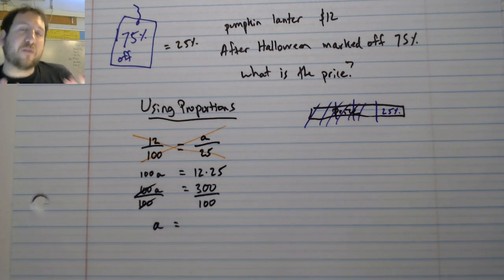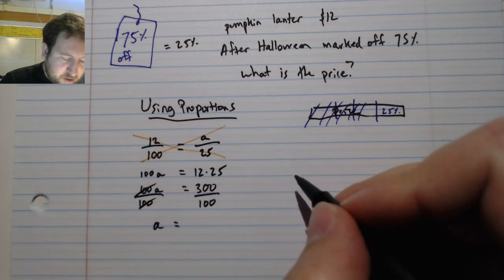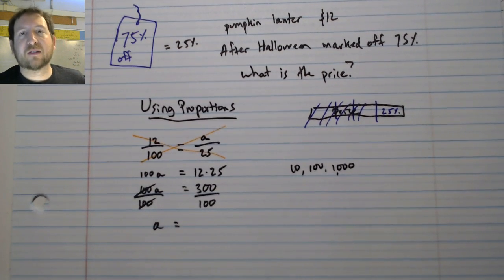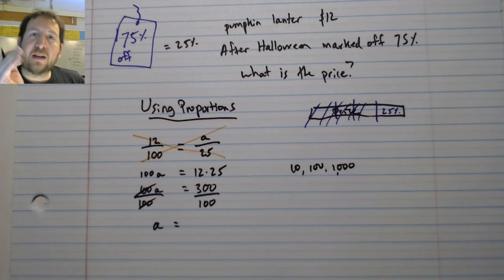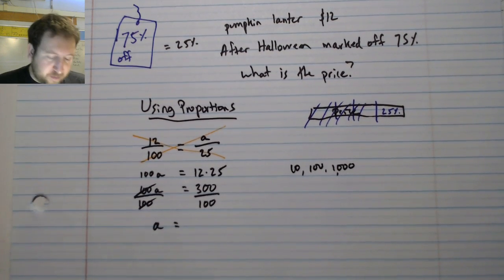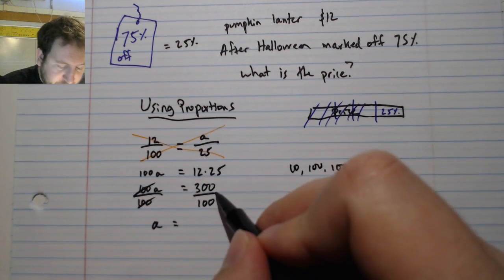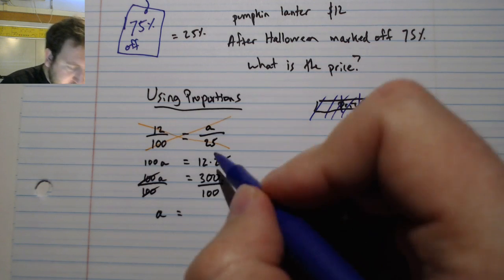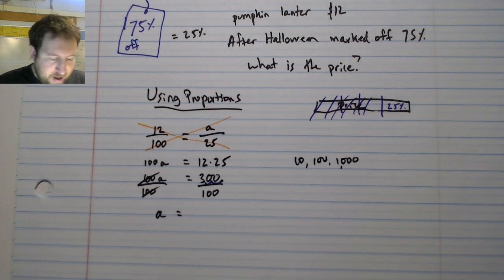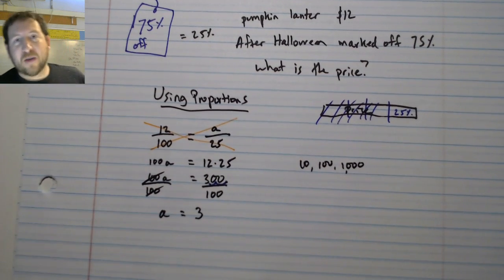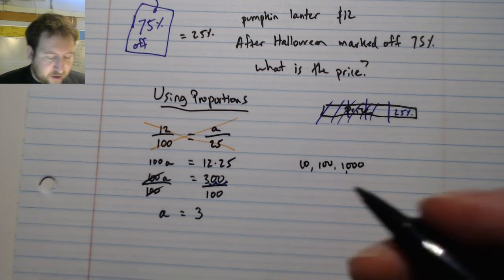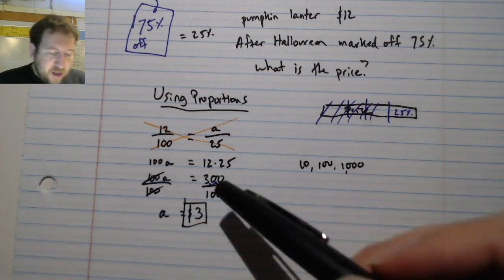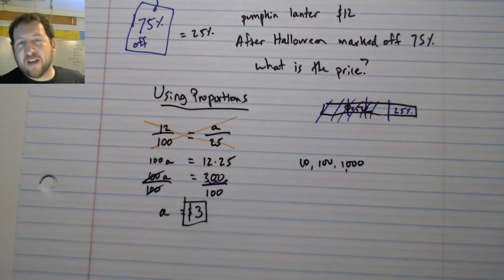Now remember that whenever we're dividing by a power of 10, so 10, 100, 1,000, any of those things, there's that easy trick to divide. All I need to do is count the zeros and move the decimal point over. So if I'm dividing 300 by 100, I'm going to take my decimal point, which remember is there, and just slide it over 2. 1, 2. And it's going to give me 3. So my final price of my pumpkin lantern the day after Halloween, when it's marked off, is going to be $3.